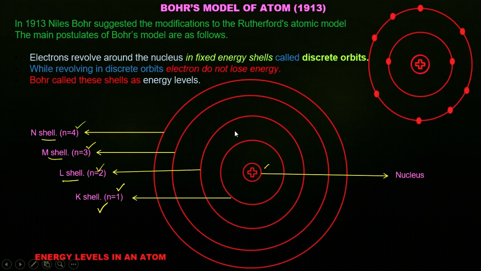Now we shall be discussing how electrons are distributed among these shells. That's called electronic configuration, which was given by Bohr and Bury, and this is famously known as the Bohr-Bury scheme. That is the distribution of electrons in different orbits or shells. That's called electronic configuration. Let's have a look at the Bohr-Bury scheme right now.